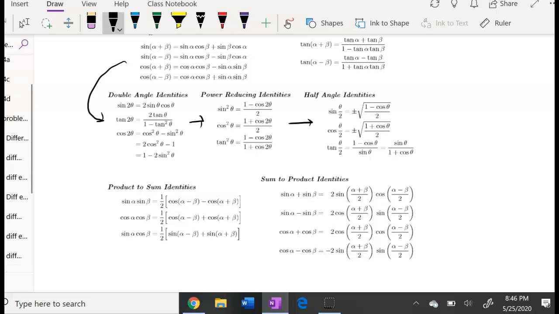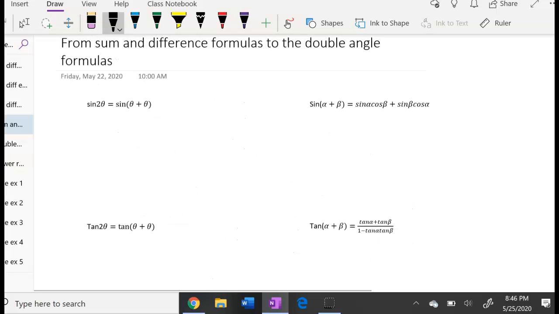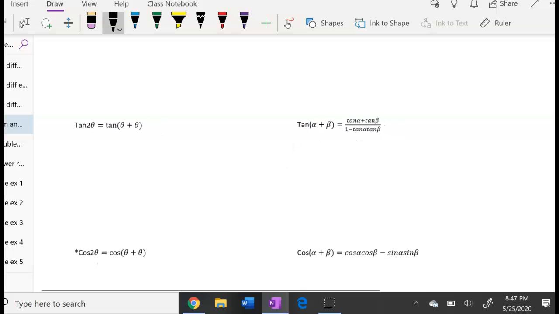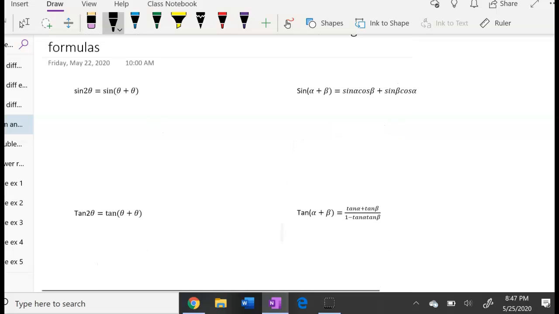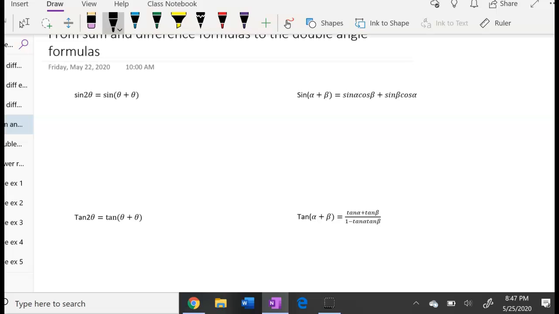Okay, so let's see what that looks like. First our goal is to come up with a formula for the sine of 2 theta, the tangent of 2 theta, and the cosine of 2 theta. You'll see at the end why they're in that order. And we're going to use the sum formulas for each of these.